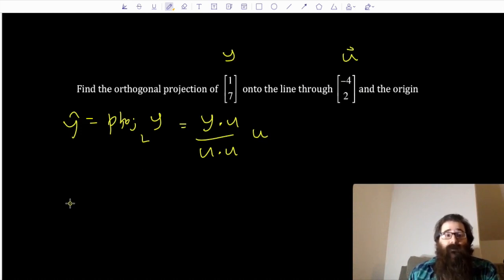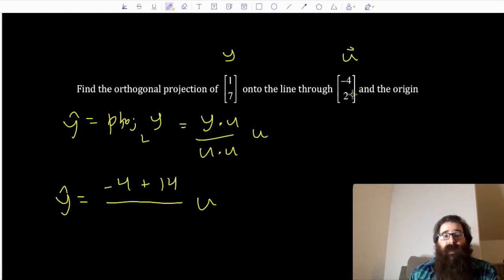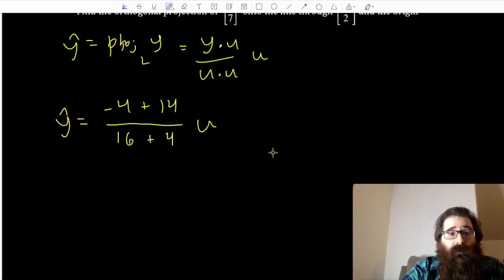So now I can go ahead and build this projection y hat. So y hat is equal to, it's going to be a scaled version of vector u, but I can find that scalar. y dotted with u, and I just have the two vectors, so I have to find their dot product. 1 times negative 4 gives me negative 4, plus 7 times 2 gives me 14, divided by u dotted with u, so u dotted with itself, negative 4 times negative 4 gives me positive 16, plus 2 times 2 gives me 4. And then I can go through the work.